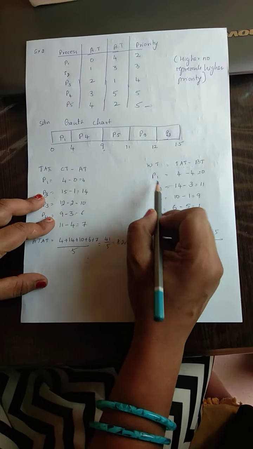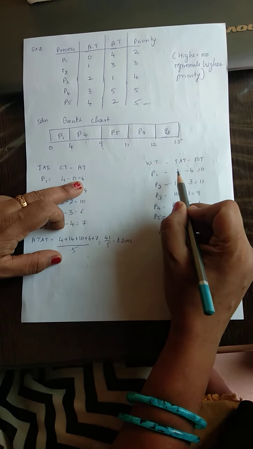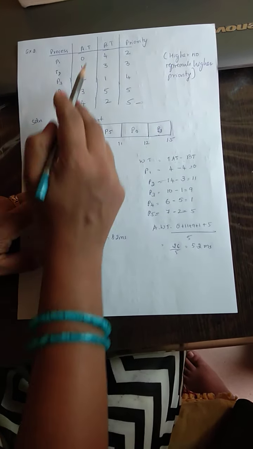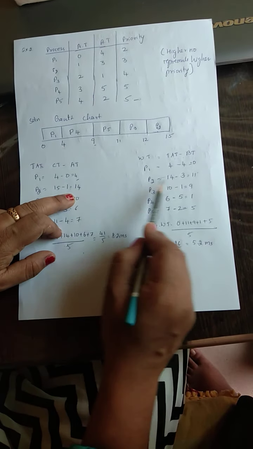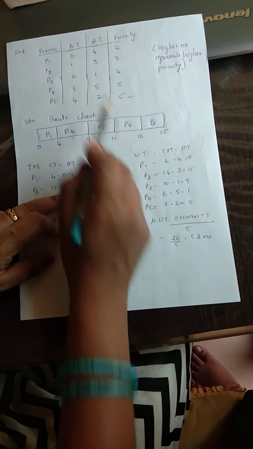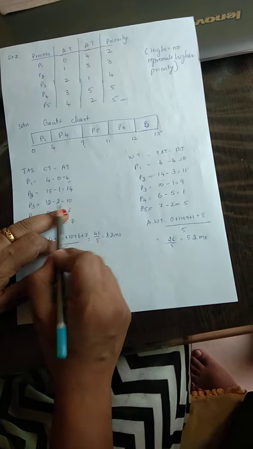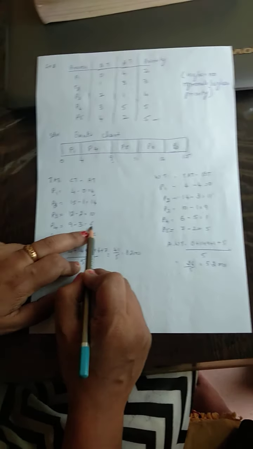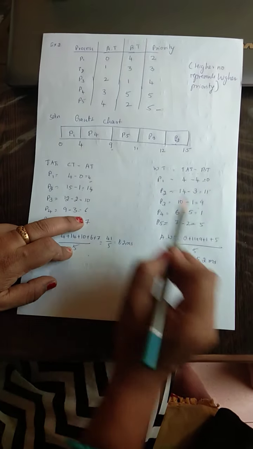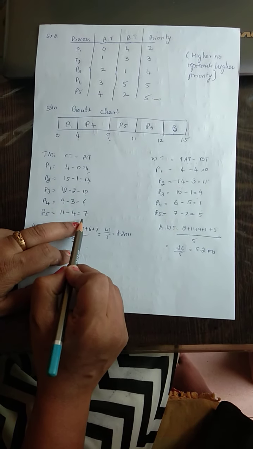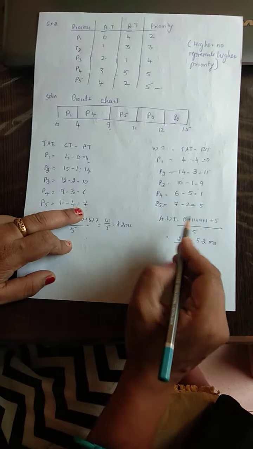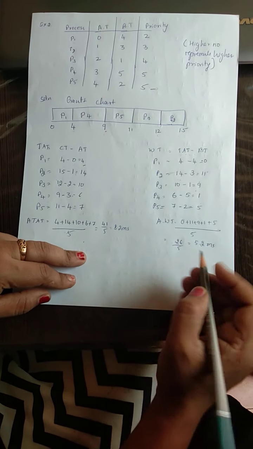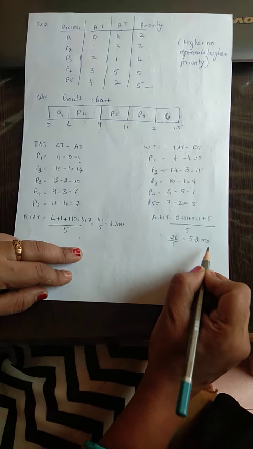So how do you calculate the waiting time? Whatever turnaround time you have calculated, minus the original burst time. So 4 minus 4, it is 0. 14 for P2, 14 minus 3, it is 11. For P3, 10 minus 1, it is 9. For P4, 6 minus 5, it is 1. And for P5, 7 minus 2, it is 5. So find out the average waiting time. It is 5.2 milliseconds.